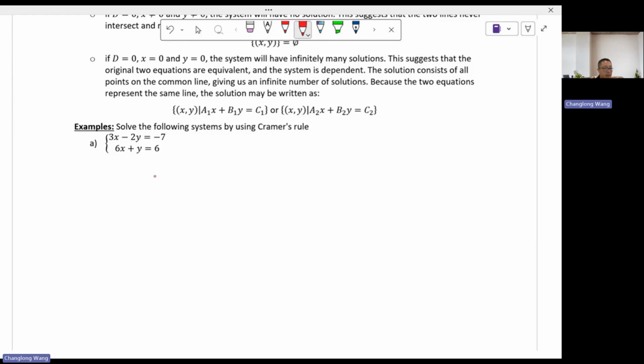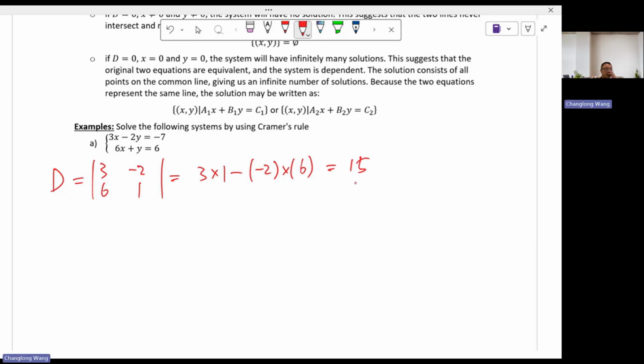Anyway, as you can see in letter A, the variables are lined up, the constants are on the right hand side, so you can certainly extract the D determinant, right? 3, 6, -2 and 1, and go ahead and calculate what it is. Remember, do the cross multiplication. So you do 3 times 1, but minus the other diagonal, -2 times 6, okay? And that'll work out as 15.